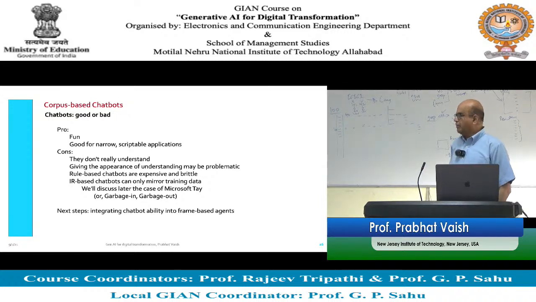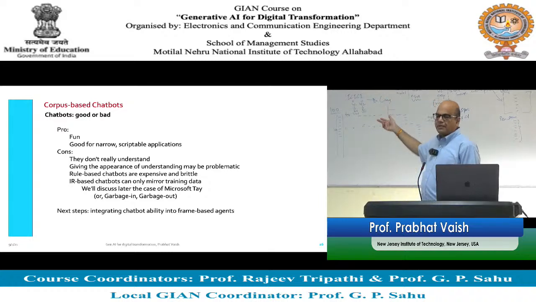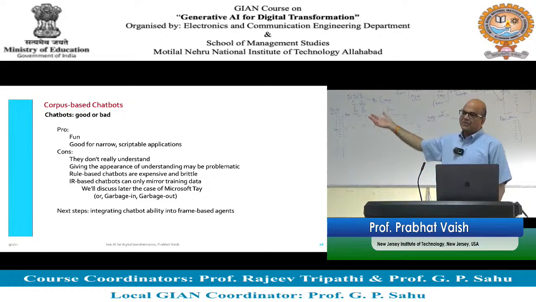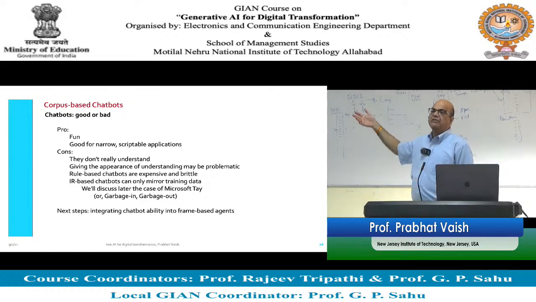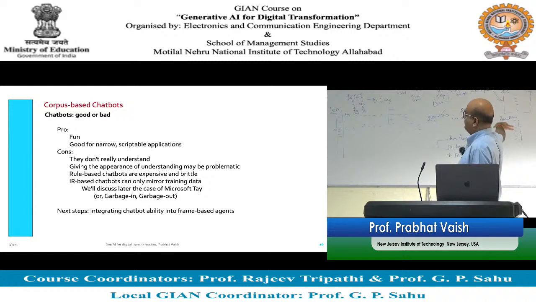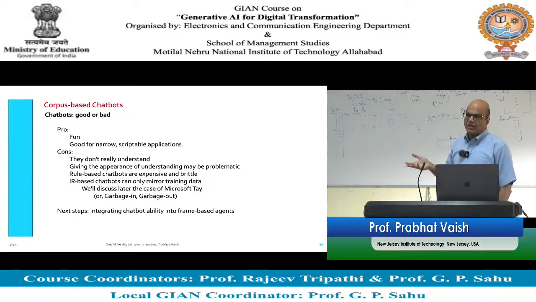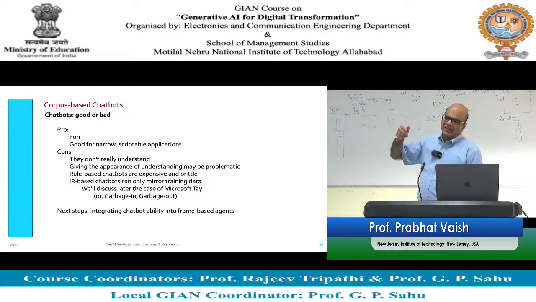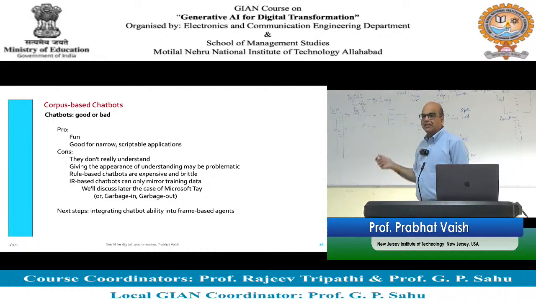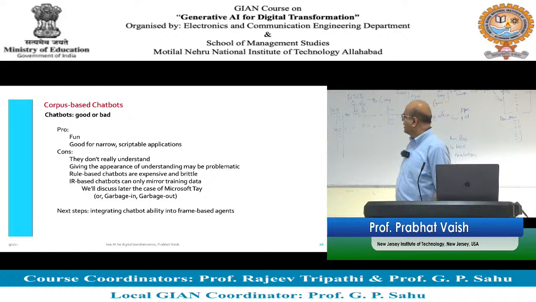Most of the same problems. I mean, it's fun, it's good for narrow scriptable applications, but the con is they don't really understand unless you have a huge corpus of information where they start getting a feeling, like we saw with neural networks, where it figured out that the relationship between king and queen is the same as men and women, for example, right? Or it figured out that the relationship between India and Delhi is exactly the same as USA and Washington, D.C. No one told it, but it figured it out, right?